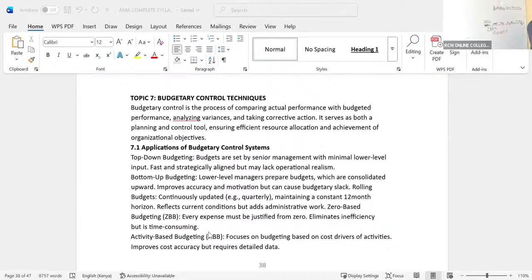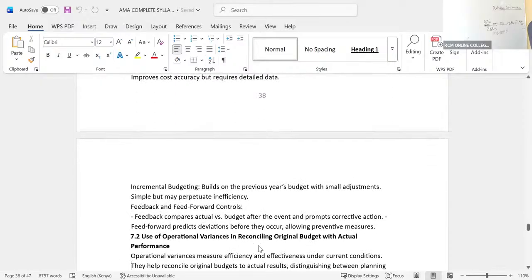So then we have activity-based costing or activity-based budgeting. It focuses on budgeting based on cost drivers of activities, improves cost accuracy, but requires detailed data. Incremental budgeting builds on the previous year's budget with very small adjustments. Simple but may perpetuate inefficiency.